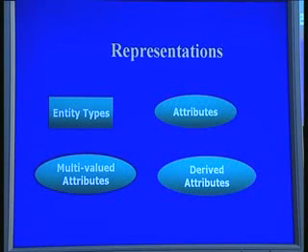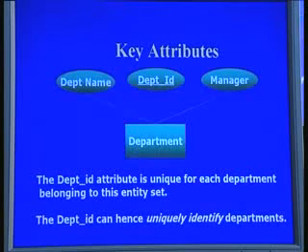So here is again a review of the representations. Entity types are defined by boxes, and attributes are defined by ovals, and different kinds of attributes have different kinds of ovals. Maybe it's not completely visible here. The multi-valued attributes are defined by an oval having a double line. And similarly, derived attributes, which can be derived from other attributes, are defined by a dotted line instead of a solid line.